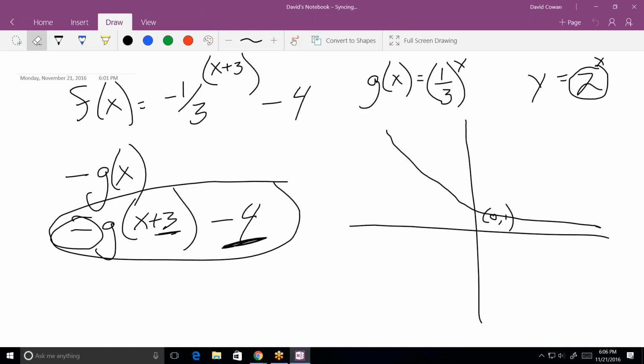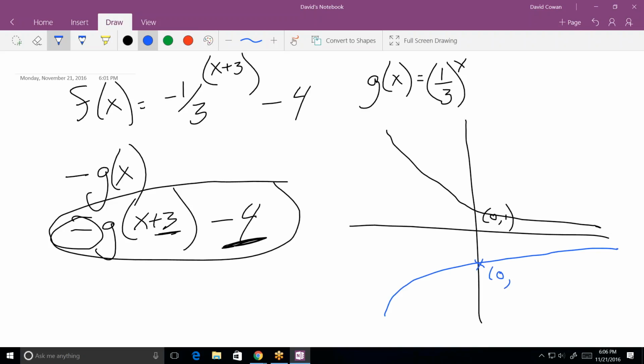So let's erase that. And now in blue, do the first thing, the reflection. So it would start in the bottom left quadrant. Okay, so it's going to be reflected vertically. So what's this point right here? 0, negative 1.